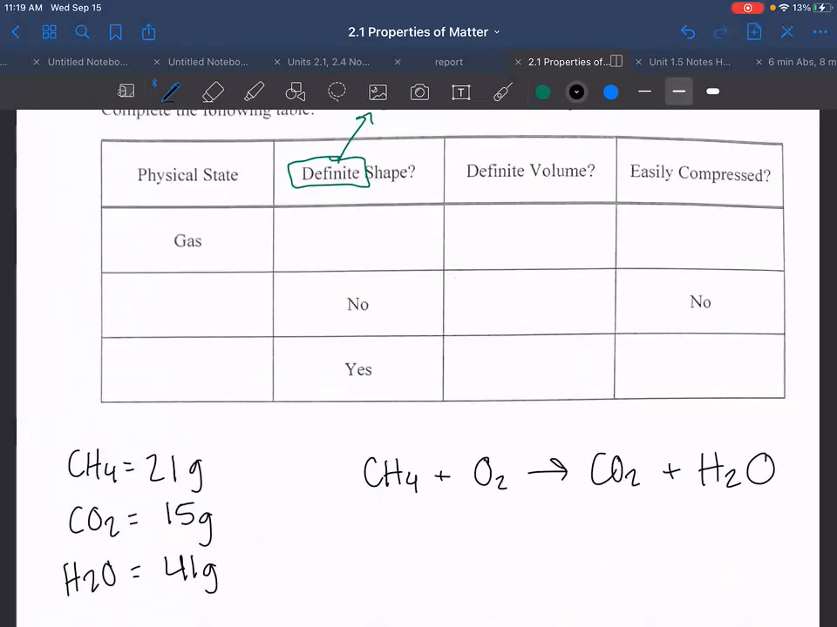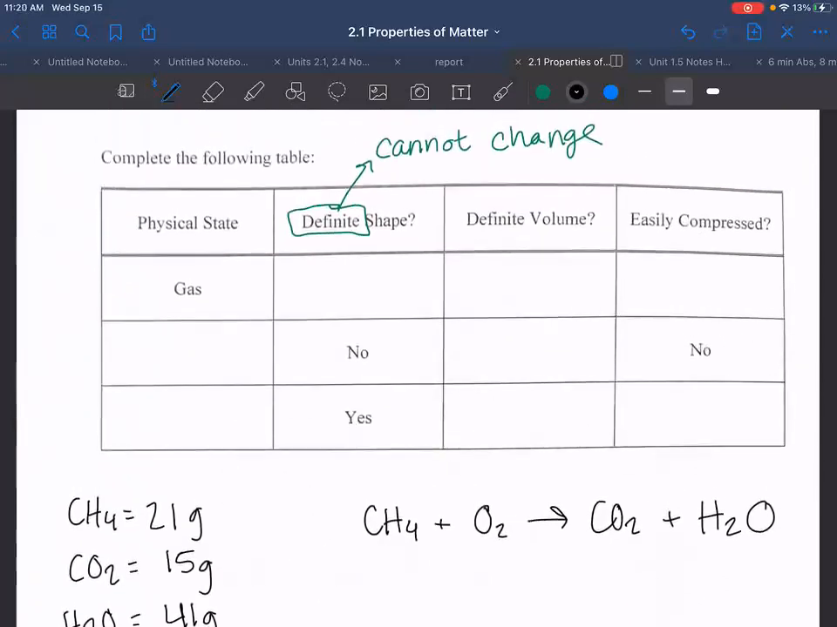All right, so let's go through this table here and talk about what we got. So a gas, does the gas have an ability to change its shape? Then it cannot have definite shape. So we say no. That's the first thing we fill in is no. What about its volume? Can it take the volume of its container? Then that also gets a no. We'll come back to compressed here in a second.